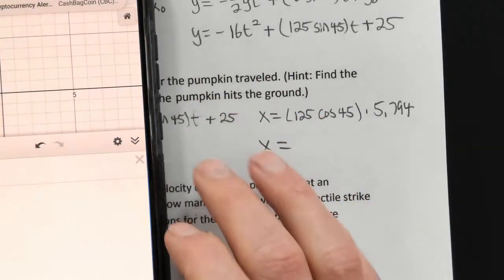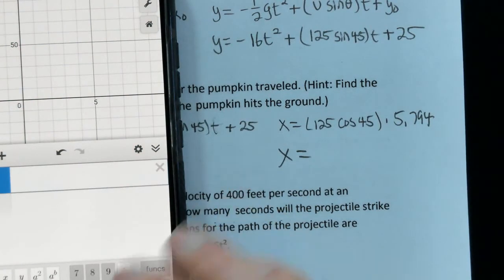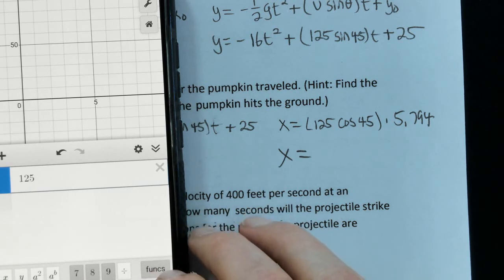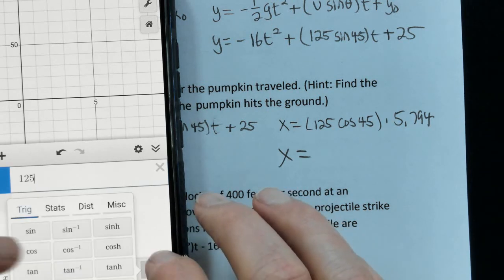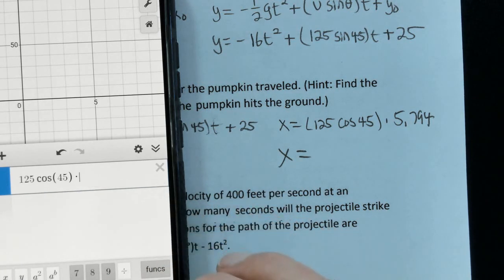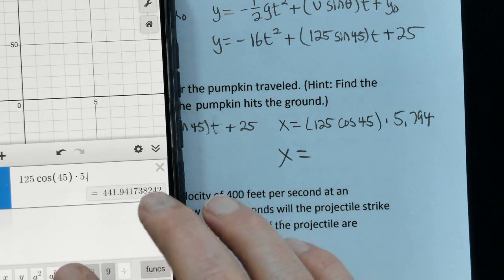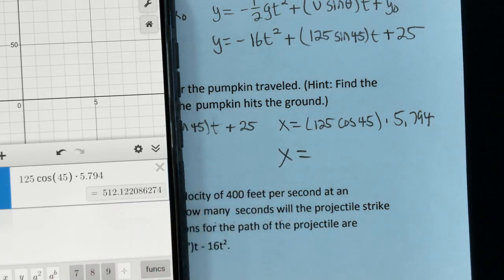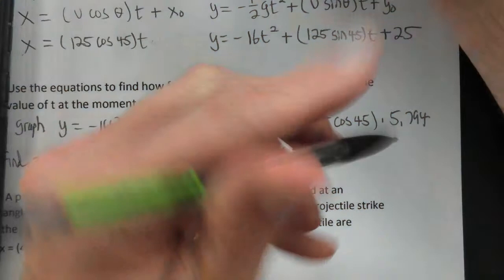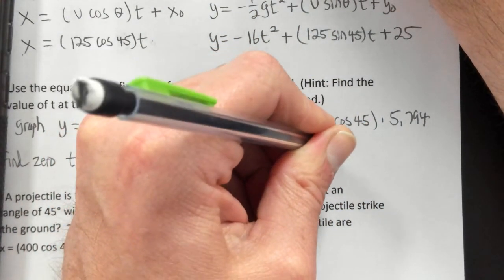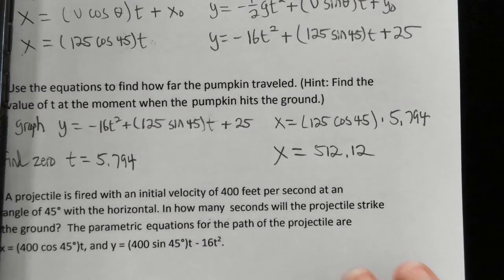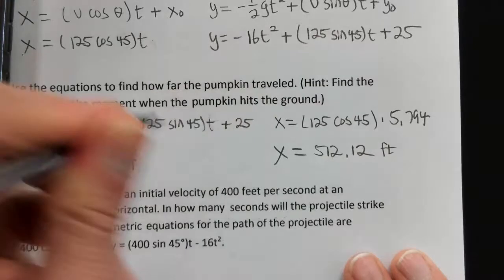And so we'll take this now and we'll plug it back in, and we'll go 125 cosine 45 times 5.794, and we can see that the pumpkin traveled 512.12 feet. That is how far it traveled. Okay.